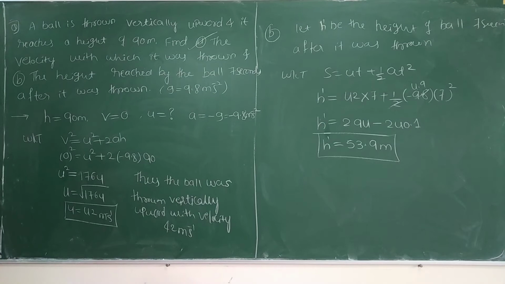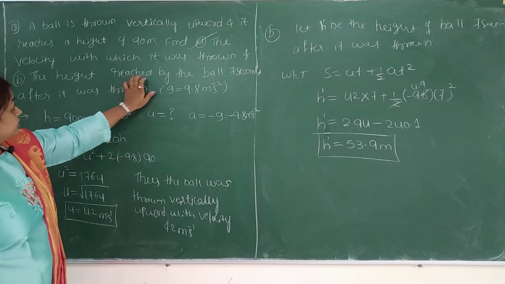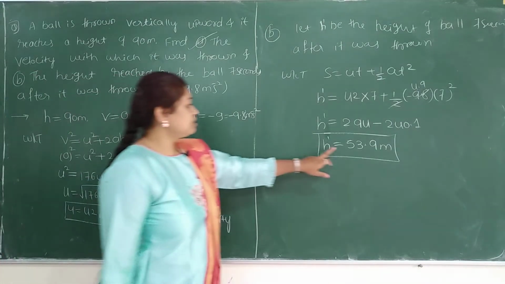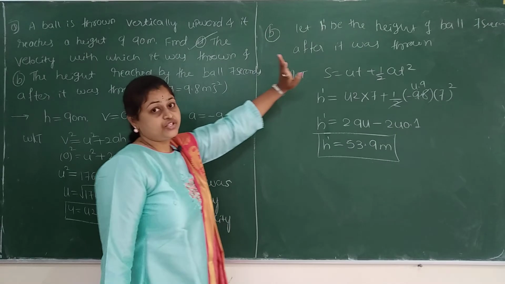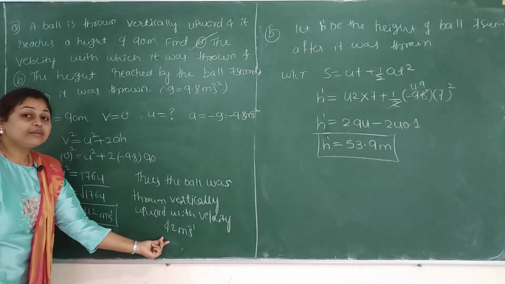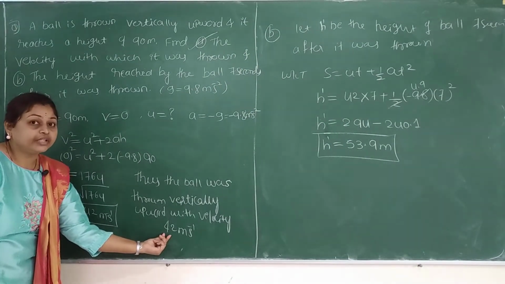Is it clear? Understood? The height reached by the ball, how much height will the ball reach? 53.9 meter. That much height it will reach when you throw the ball with the velocity 42 meter per second.